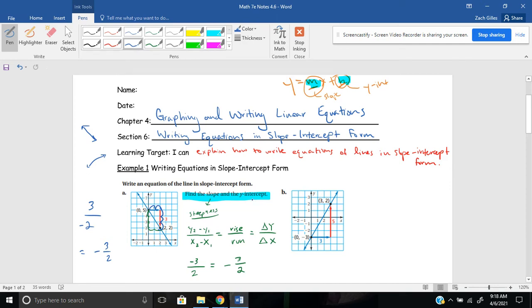Then you also need to find the y-intercept. So remember, your y-intercept is wherever your line crosses the y-axis. And thankfully, that's pretty easy to see here. Our line crosses the y-axis right there at 0, 5. So the y-intercept is 5.